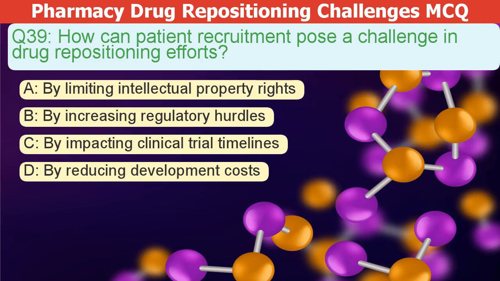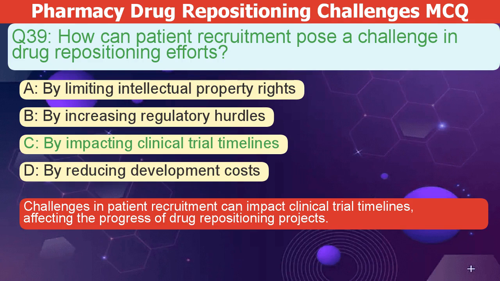How can patient recruitment pose a challenge in drug repositioning efforts? A. By limiting intellectual property rights. B. By increasing regulatory hurdles. C. By impacting clinical trial timelines. D. By reducing development costs. The correct answer is C. Challenges in patient recruitment can impact clinical trial timelines, affecting the progress of drug repositioning projects.